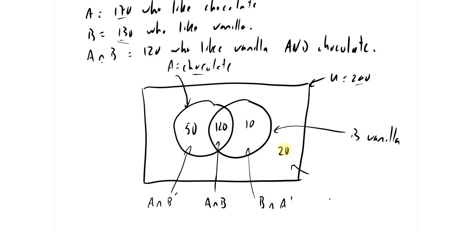And what is their preference about ice cream? Well, they don't like vanilla, because if they liked vanilla, they would be inside this circle. And they don't like chocolate, because if they liked chocolate, they would be inside this circle. So that's A prime, right? Not chocolate likers and not vanilla likers. So there's 20. So that's how a Venn diagram breaks down.